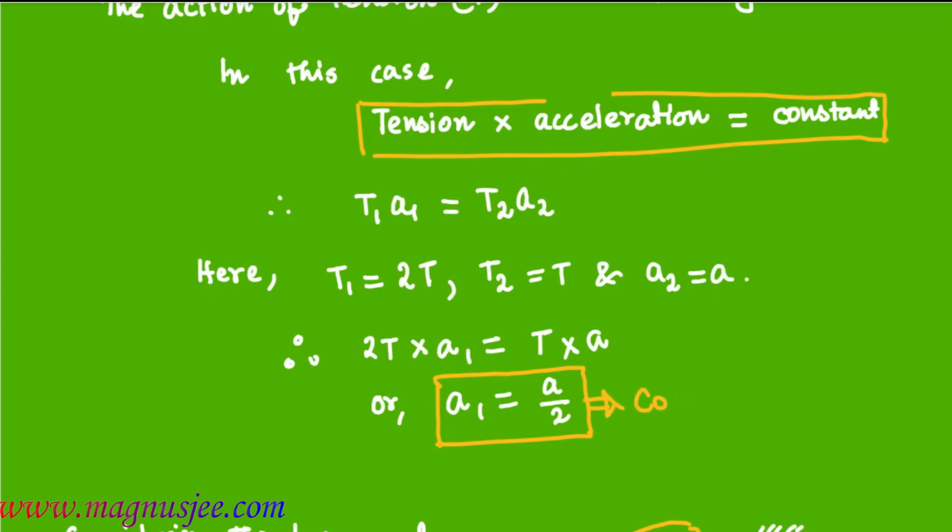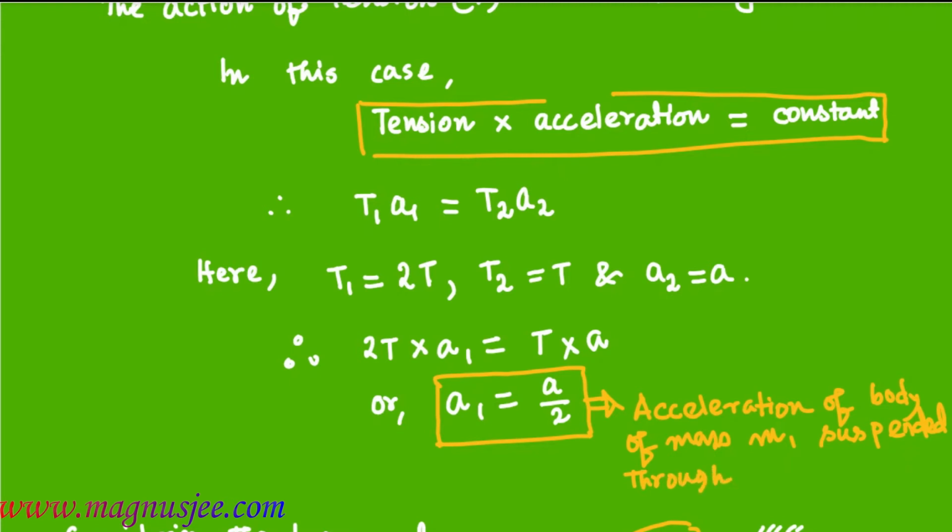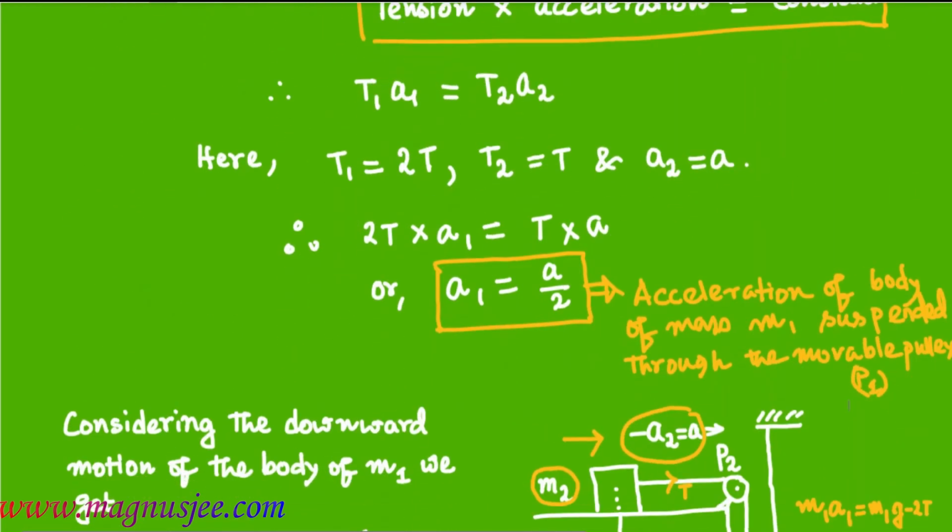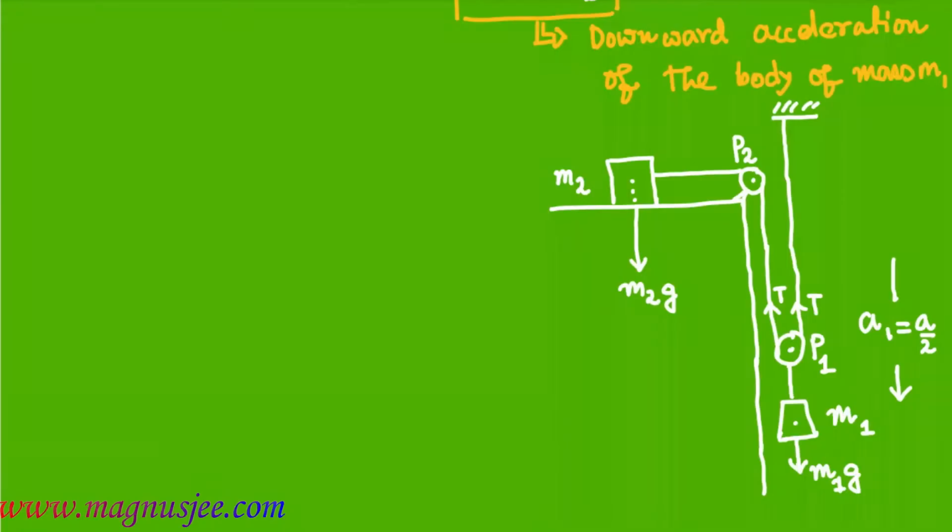This is not the common acceleration. It is the acceleration of the body of mass M1 which is moving downwards, suspended through the movable pulley P1. The body of mass M2 will be moving with an acceleration A2 equal to A towards the fixed pulley P2.